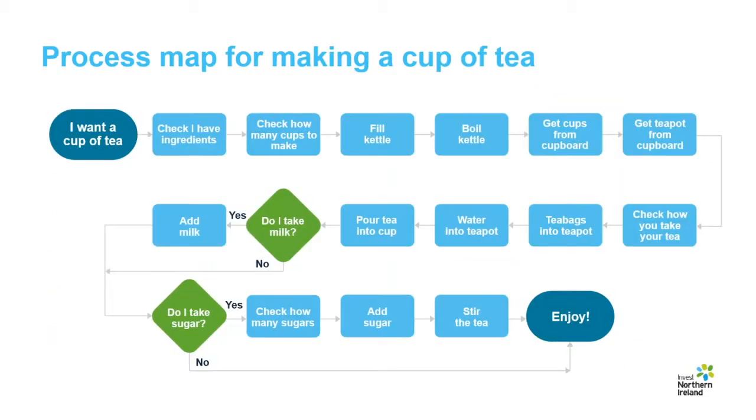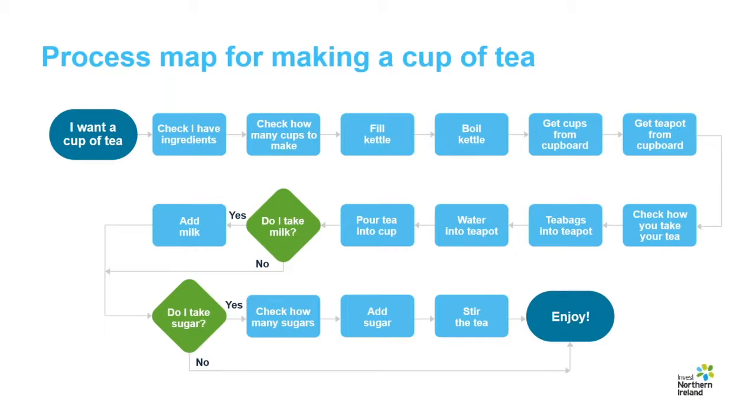This is a simple process map for making a basic cup of tea. In terms of the boundaries, we're focusing on the actual tea making process, not what happens before or afterwards. The first step is what triggers the process to take place. So in this case, you want a cup of tea.